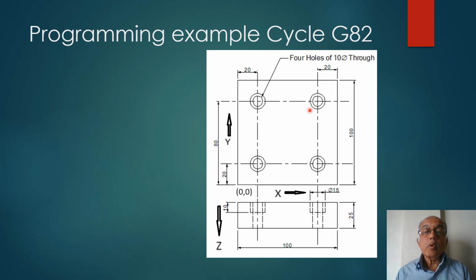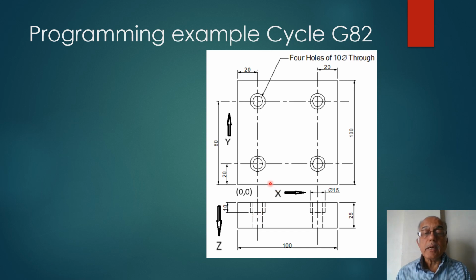There are 4 counter boring holes of dia 10 to be drilled. This is the 0 point of the program for X and Y axis. This is the X axis and this is the Y axis. This is the 0 point of the program for Z axis. From the face of the job towards the bottom, all values of Z axis will be negative.